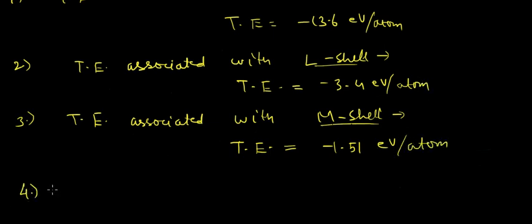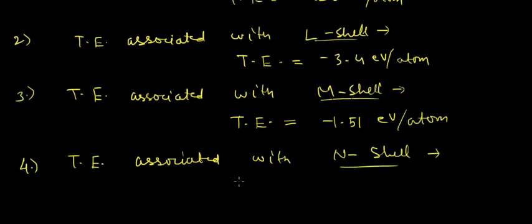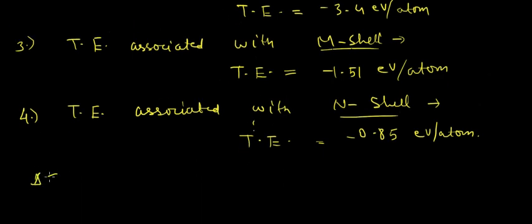Fourth is, again you have to calculate total energy associated with N shell. It would be minus 13.6 over 4 square, which is 16, which will give us minus 0.85 electron volt per atom. Okay, so what is the energy required to jump from first orbit to second orbit?